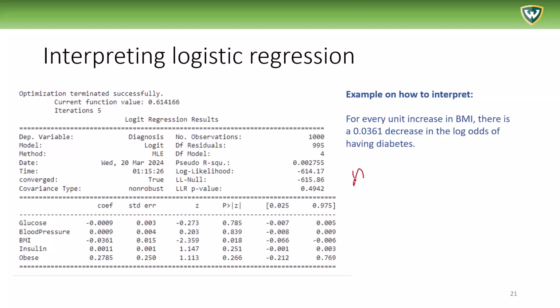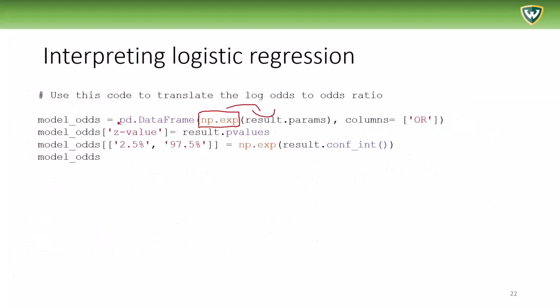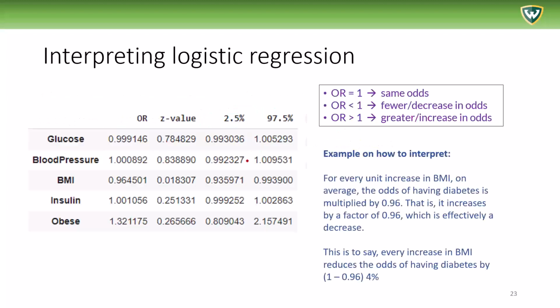So you could just do something like np.exp, and you put the number negative 0.0361, and you find the actual odds ratio. But here, the way I'm doing it, I'm applying it to the whole data frame. And you can copy this code, and then you get a better table like this, and you still get the odds ratio, and then you get the standard error and the confidence interval. And here this is much better to interpret.